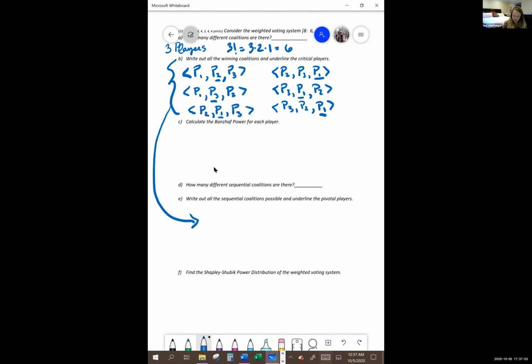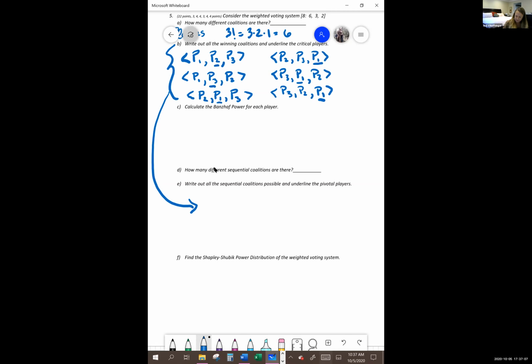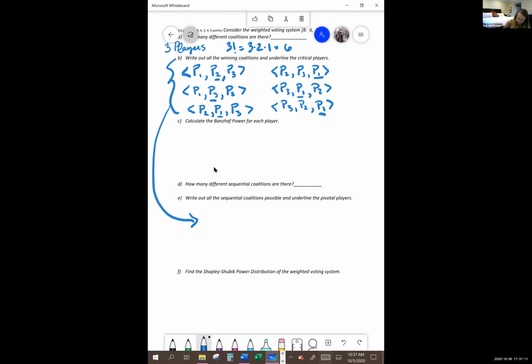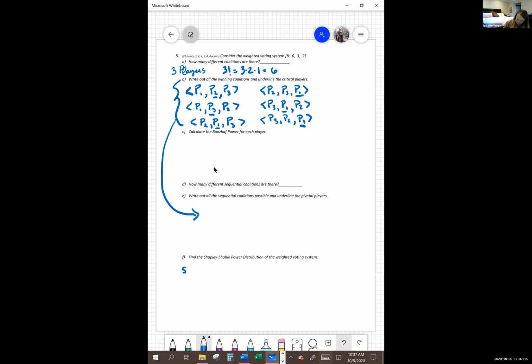So let's just finish that. So find the Shapley-Shubik power distribution. So for player 1, they're underlined how many times? So 1, 2, 3, 4 times. Player 2, they're underlined one time. Player 3, they're underlined once. And that's all the players we have.